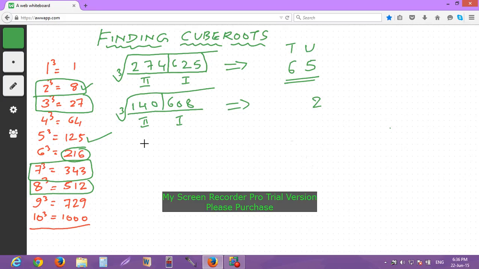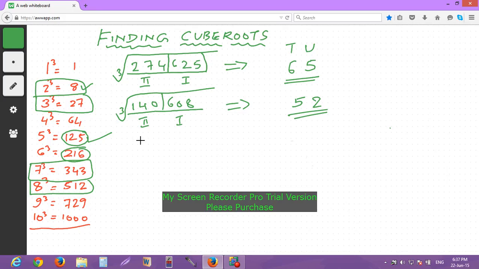To find the tens place, look at the number in the second group, that is 140. Which is the biggest cube that can be subtracted from 140? And that is 125. 125 is the biggest cube that can be subtracted. So the cube root of 125 is 5. Therefore, the tens place here is 5. So 52 is the cube root of this number.